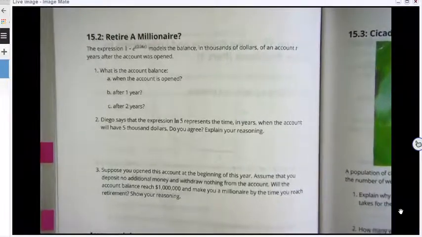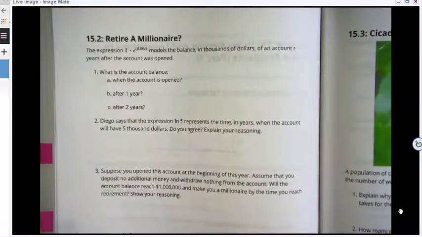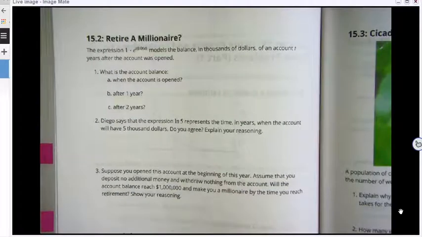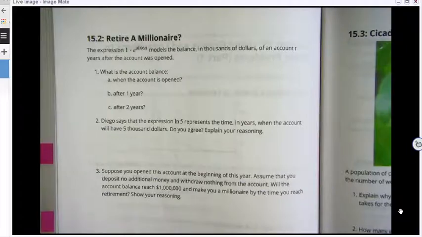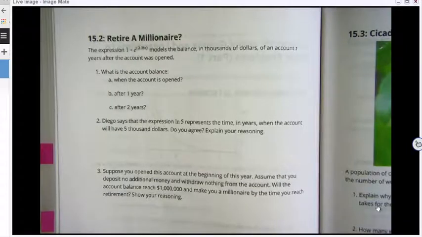Alright, our next section is called 15.2. We're here in lesson 15, of Unit 4. And yeah, I want to retire a millionaire, so this one definitely has my attention. I would absolutely love to retire a millionaire. Let's see how we can get there.